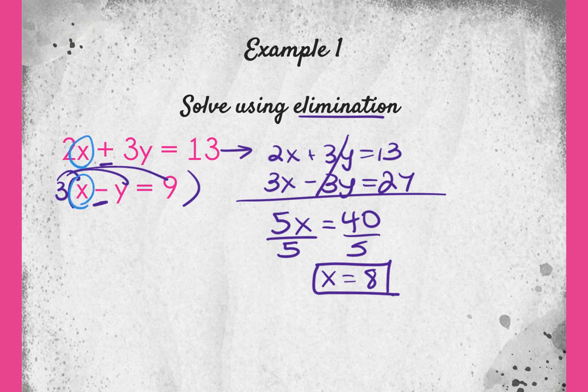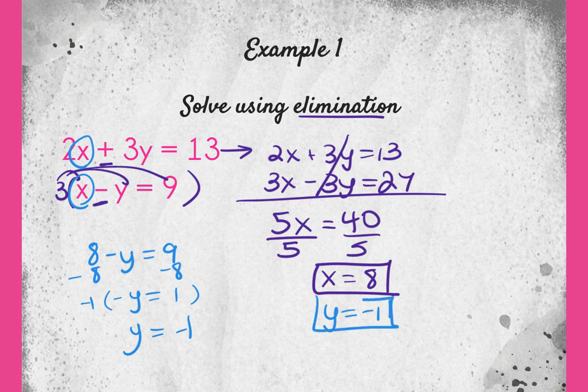Since that second equation is a little bit simpler, I'm going to plug it in there. So 8 minus y equals 9. Subtract the 8. Negative y equals 1. And then divide or multiply by negative 1, and y equals negative 1. So typically with these kinds of questions, we'll write this answer in coordinate point form, (8, negative 1). Or you could write it out as x equals 8 and y equals negative 1.